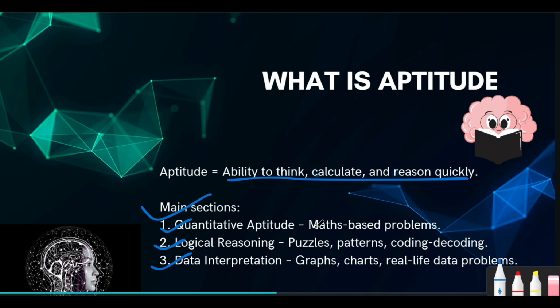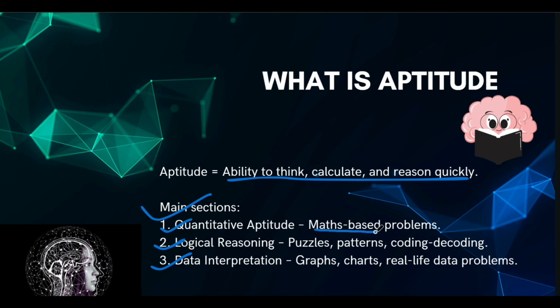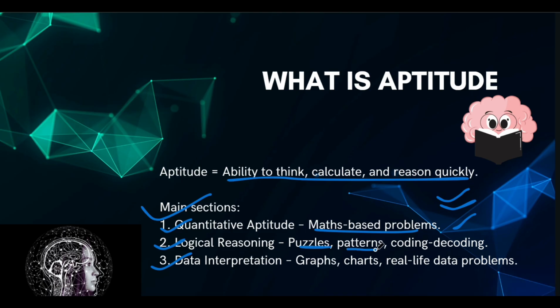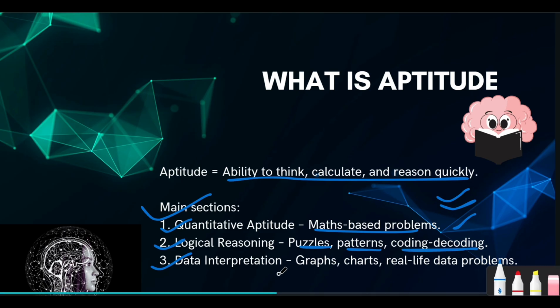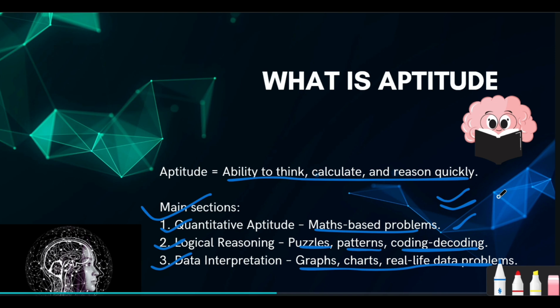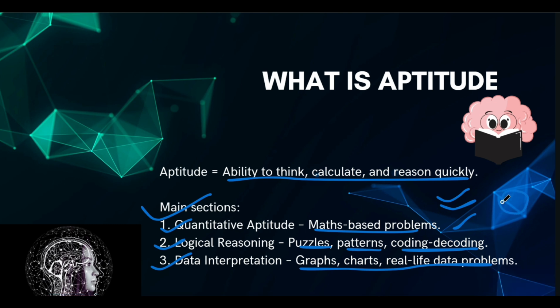Quantitative aptitude includes math-based problems like percentage, profit and loss, time and work, and many more. In logical reasoning, we solve puzzles, recognize patterns, and handle coding and decoding type questions. In data interpretation, reading and analyzing graphs, charts, and real-world data problems come together. Together, these areas test your problem-solving speed and accuracy, which is why aptitude is such an important skill.